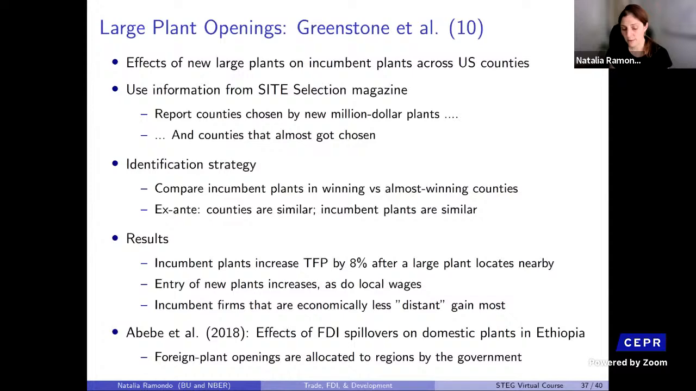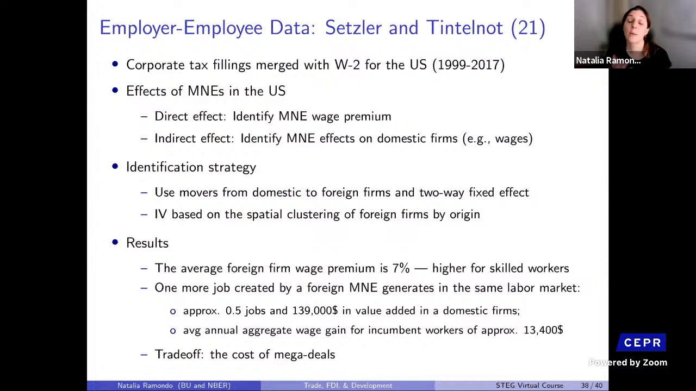Then recently, there is this paper for the US, Setzler and Tintelnot, that they use employer-employee data. These are from tax filings. These data are amazing. They identify multinationals. Surprisingly enough, we knew little about multinationals in the US. They are not identified in the US census, so you have to go another way. The VAT is separate from the US census. Now there is an effort to put all the data together, so now we'll be able to identify them.